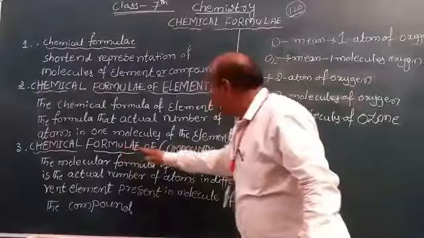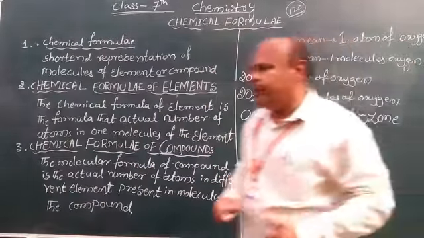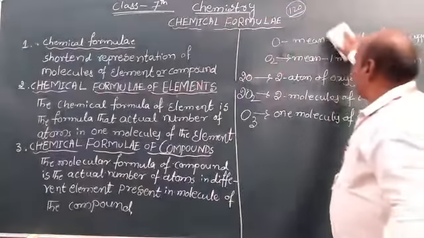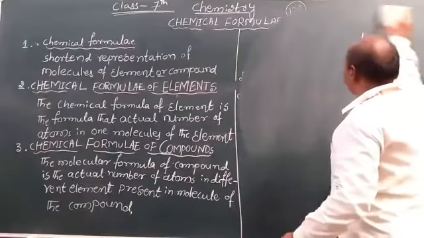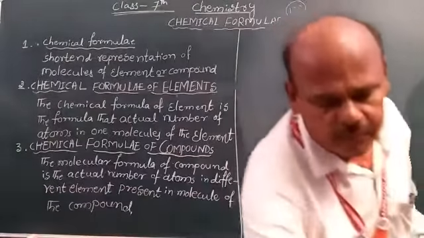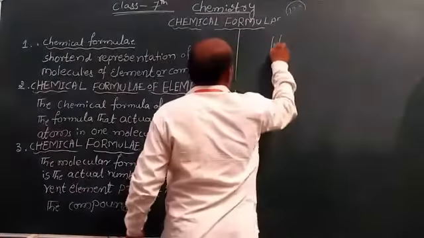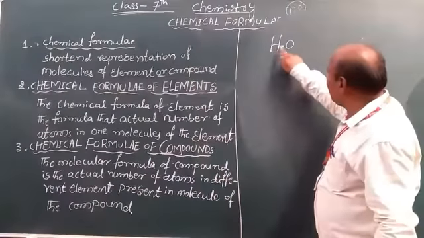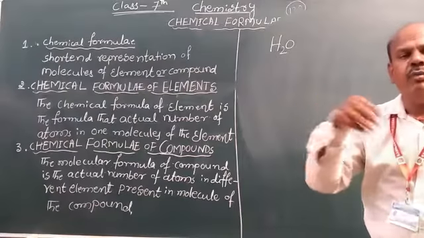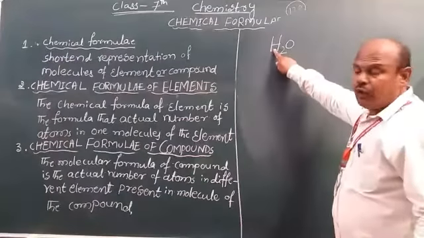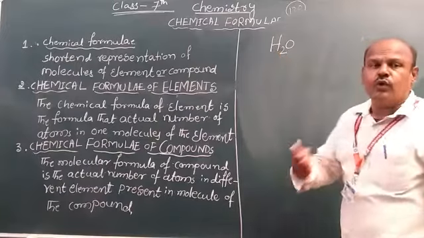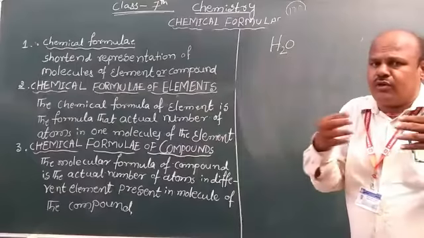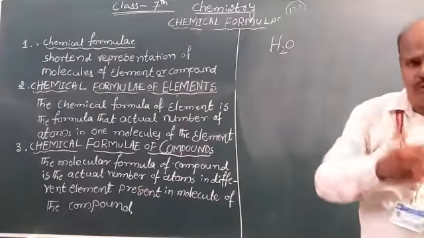Next, take the chemical formula of a compound. We know that the chemical combination of two or more elements is known as a compound. For example, take water. Water is a compound because hydrogen and oxygen, two elements, combine together to form water. How many atoms of hydrogen are present? Two atoms of hydrogen. Only one atom of oxygen is present. Hydrogen plus oxygen combine together to form a compound.